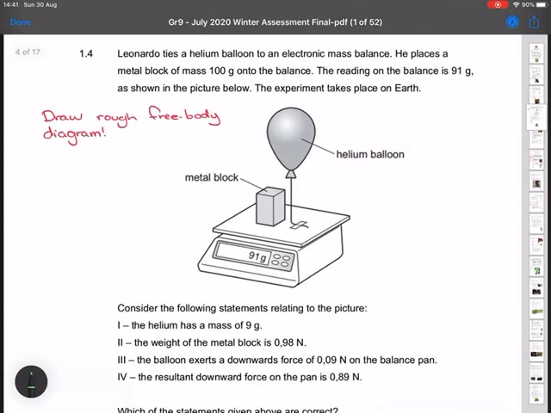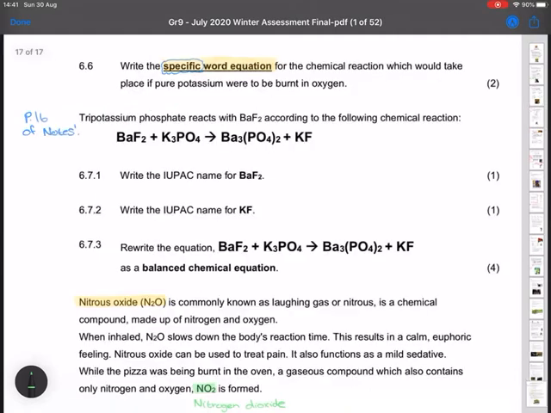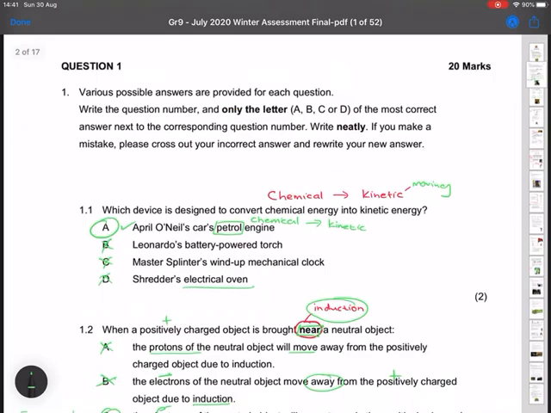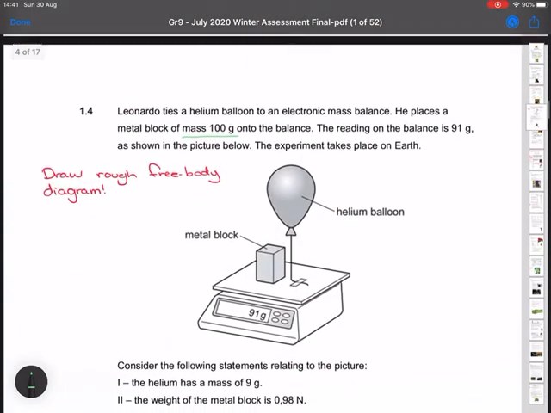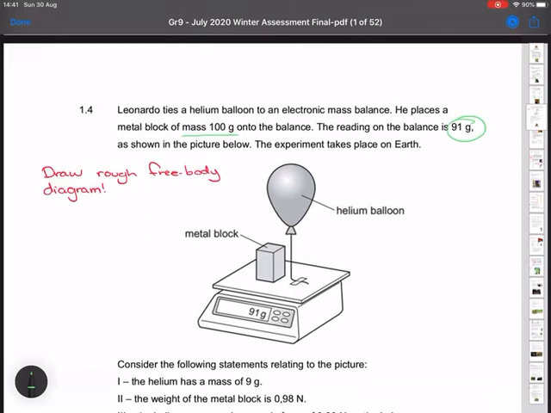1.4. Here we've got a balloon tied to a mass balance. There's a metal block on the mass balance. The metal block's got a mass of 100 grams, and the reading on the mass balance is 91 grams. The reason why the reading on the mass balance is a little bit less, the reason why it's 91 grams, not 100 grams, is because you've got the helium balloon. Remember, helium's lighter than air, so it will be exerting an upward force on the mass balance.